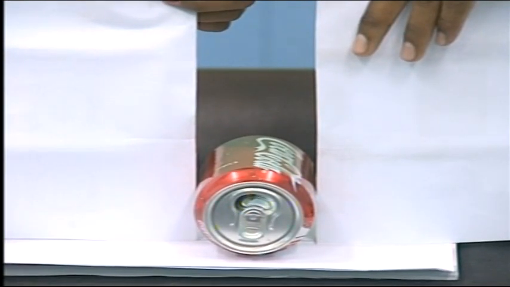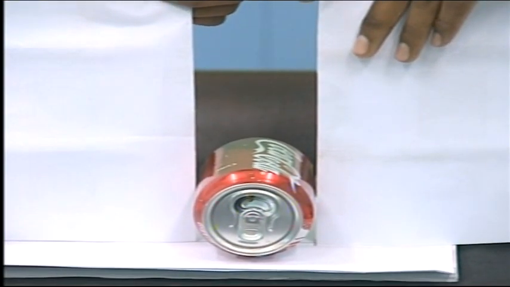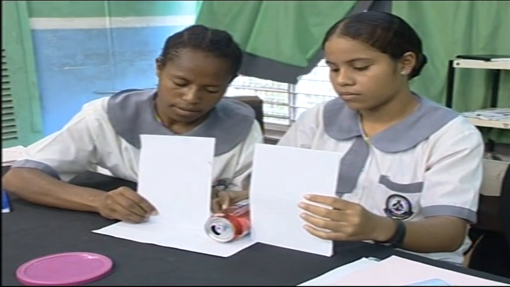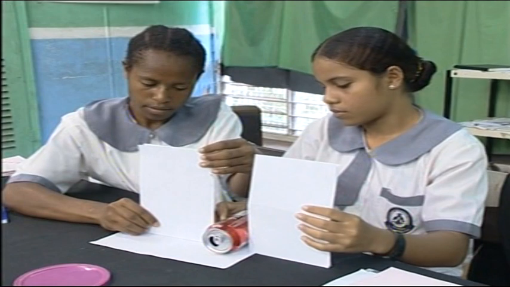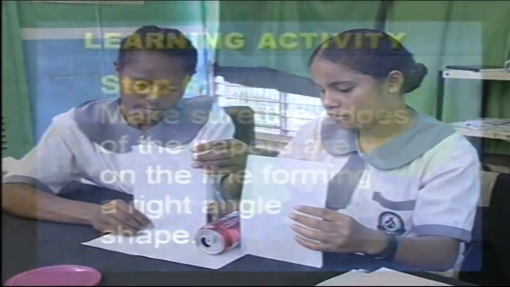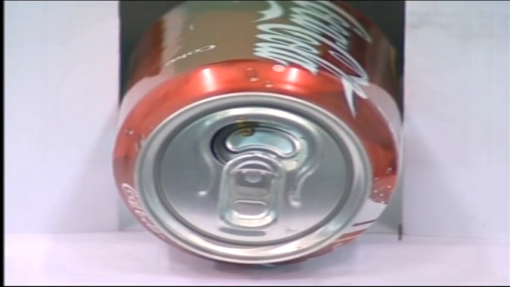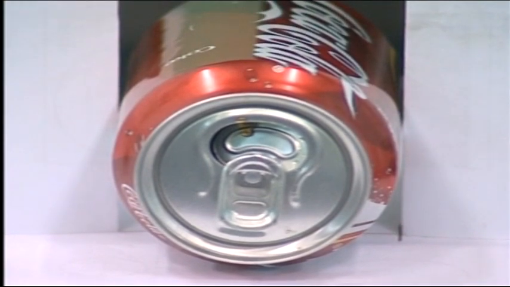The next step, you make sure the edges of the papers are on the line, forming a right angle shape. Again, let's look at the edges. The edges of the paper must form a right angle on the line. So the edges of the paper onto the line must form a right angle.